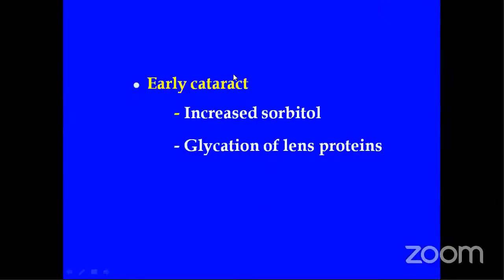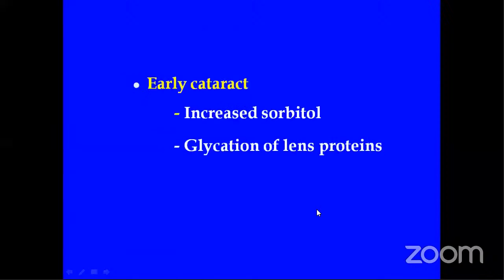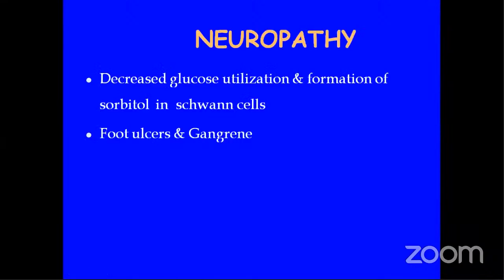Why is there an increased cataract formation? Already discussed, it is because of the increased polyol pathway. Sorbitol is produced in excessive amounts. So this increases the osmolarity of the lens. So fluid is transported into the lens, which causes early cataract in diabetic individuals. And this glycosylation of lens protein is another reason for blindness and cataract. Okay, then neuropathy.